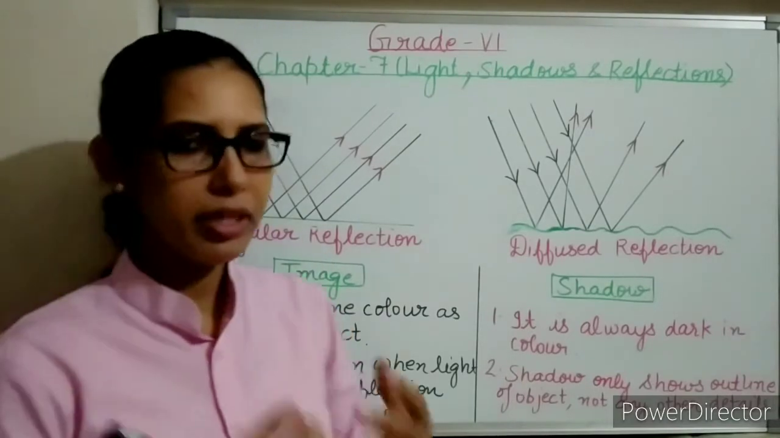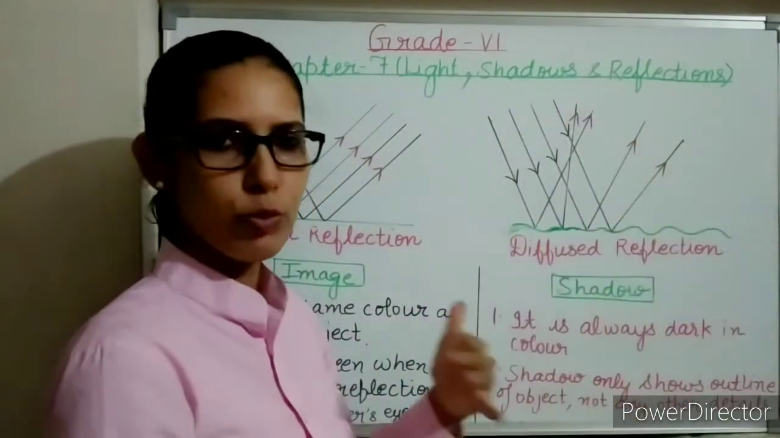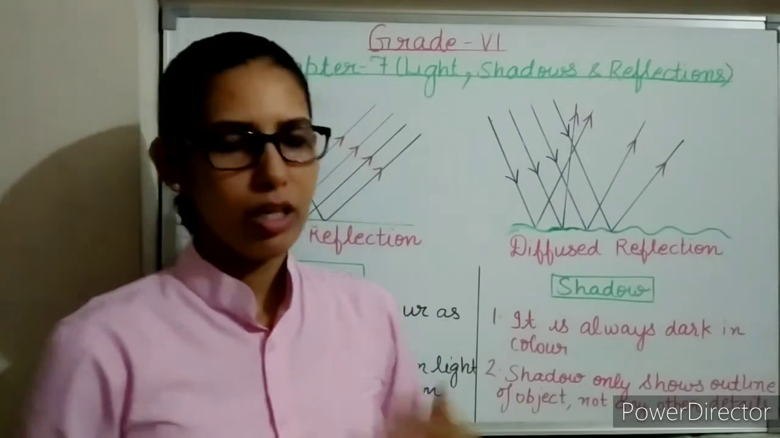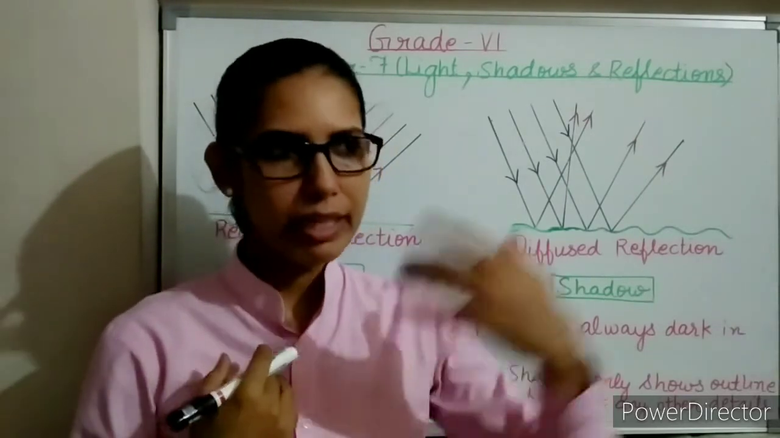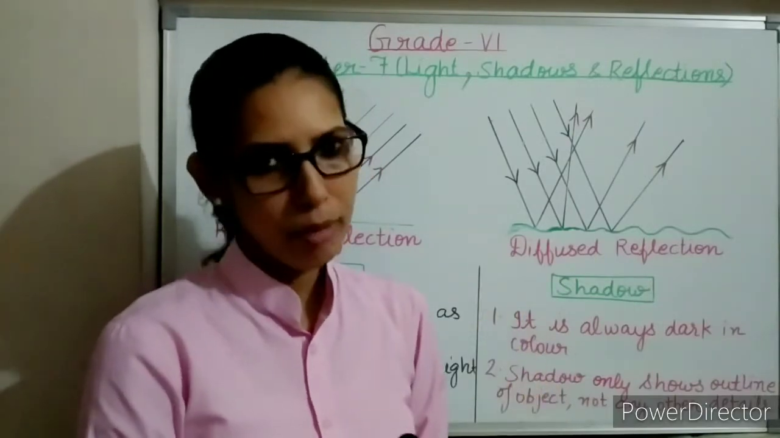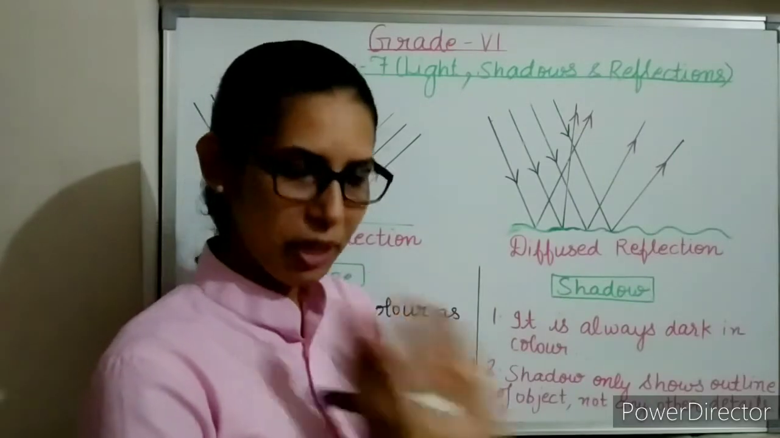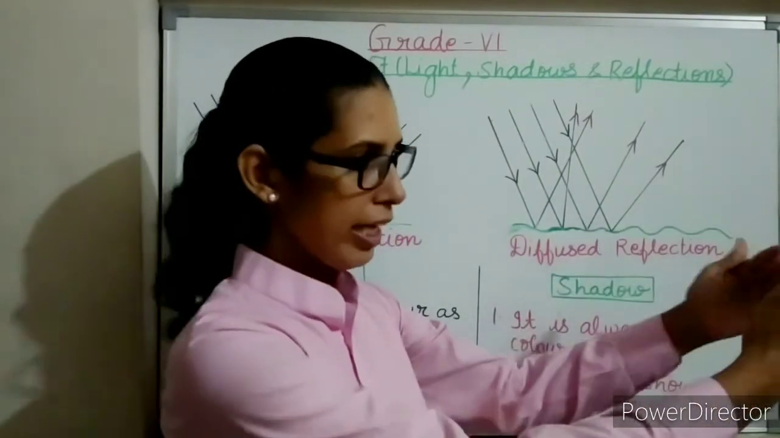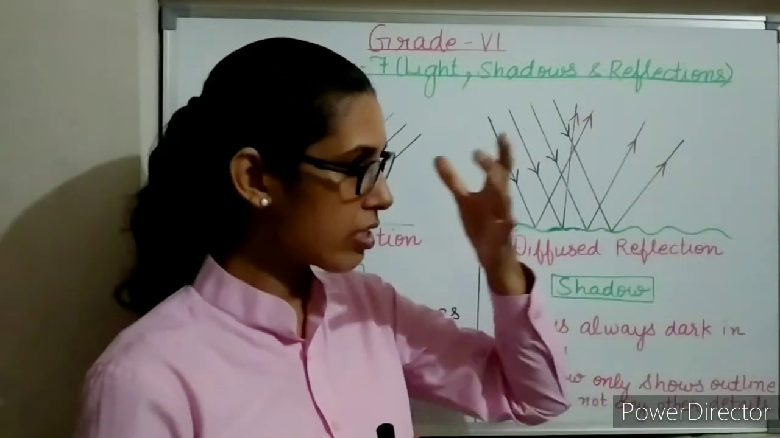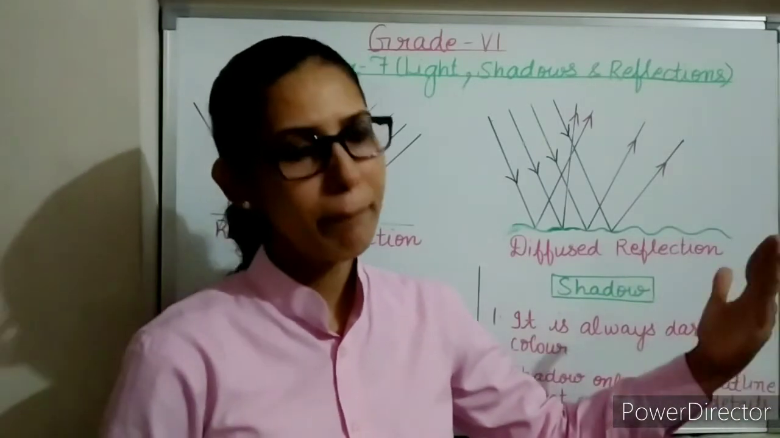Okay, let's try to understand how it happens. When we stand in front of the mirror, what happens? We are able to see our image in the mirror. How does it happen? We are also a non-luminous object. When light rays fall on our body, the light rays get reflected by our body. And when these reflected light rays fall on the mirror, again the mirror reflects the light rays. And when those reflected light rays reach our eyes, then we are able to see our image in the mirror.